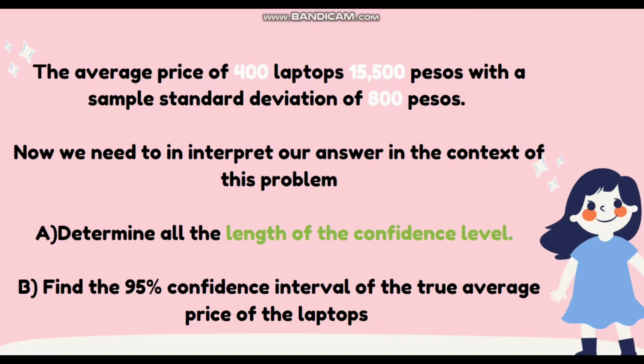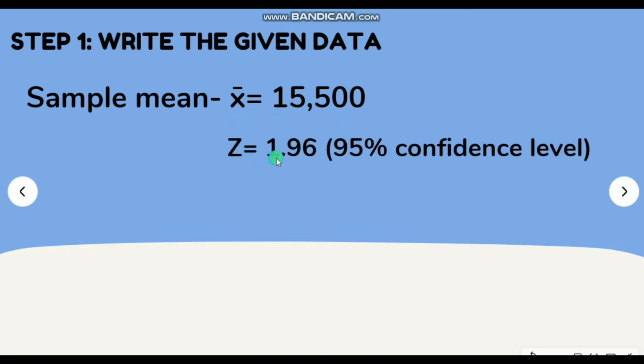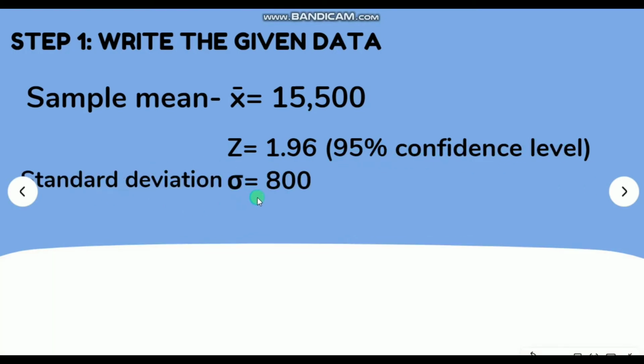So we have three steps in order for us to compute the length of the confidence interval. The first step is to write the given data. Writing the given data helps us to easily substitute all the given data into the formula. So the given data: the sample mean is equal to 15,500, the Z is equal to 1.96, which is the 95% confidence level, the standard deviation is equal to 800, and the sample size is 400.